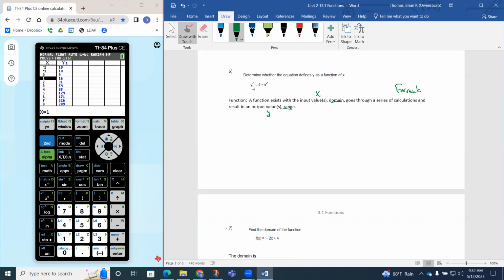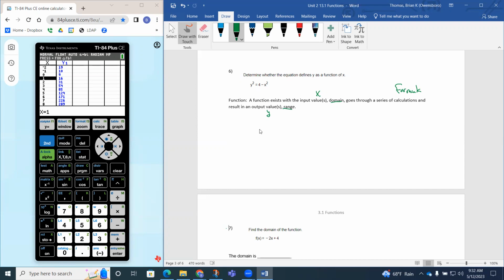So if I look at this equation up here, y squared equals 4 minus x squared, notice that x is going through a couple of operations. X is being squared, and we're subtracting that from 4. But notice how y is also being squared. Remember, only the x is going through a series of calculations, not y. So this square being here tells me this does not meet this characteristic.